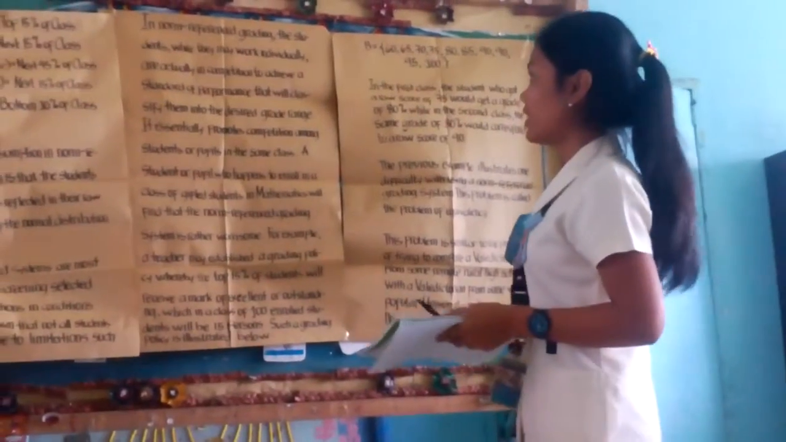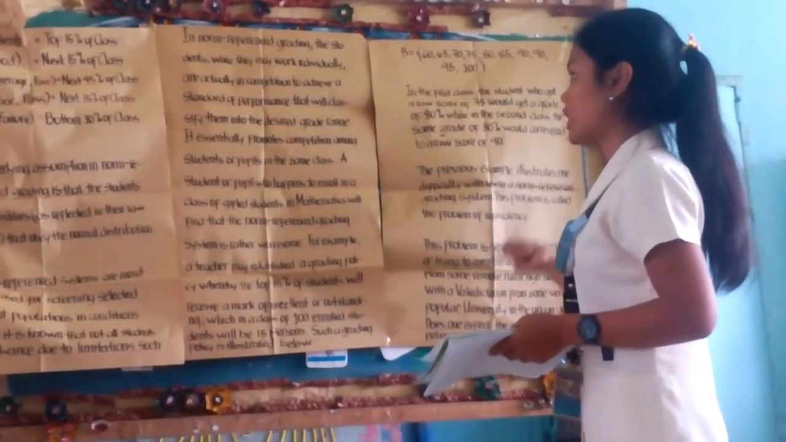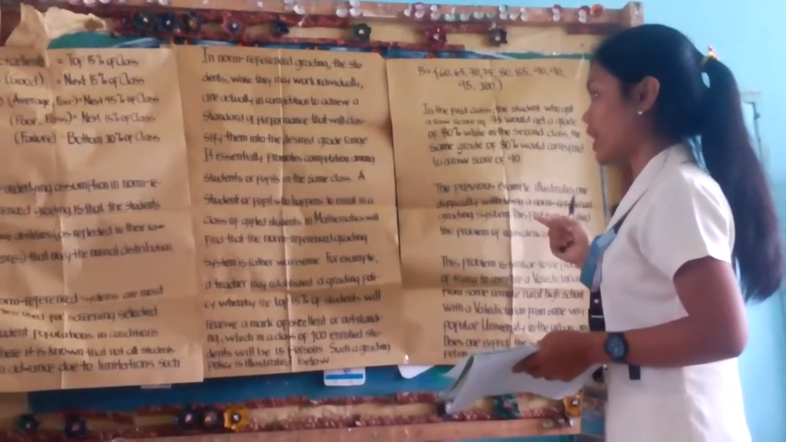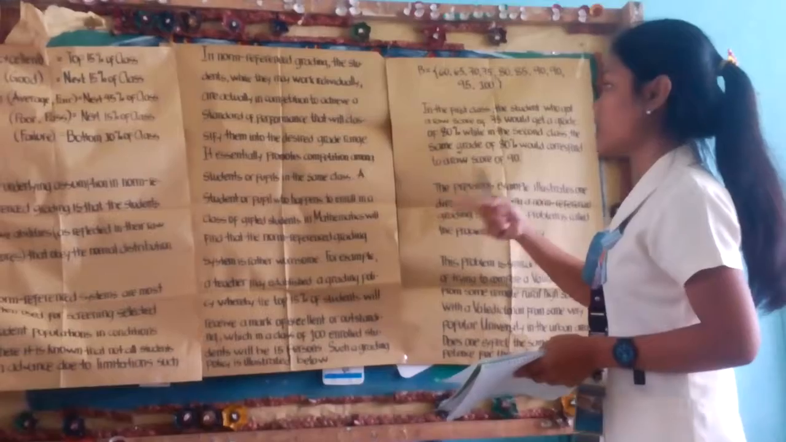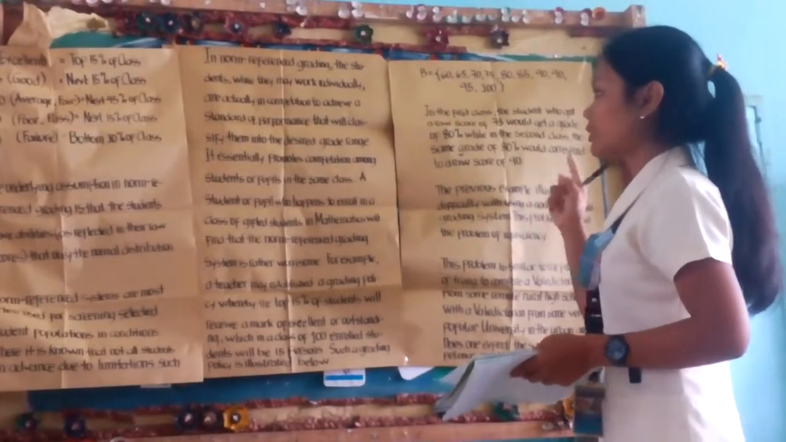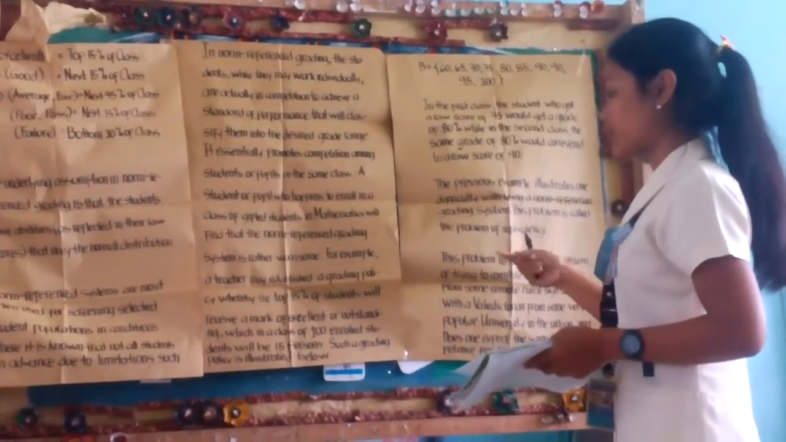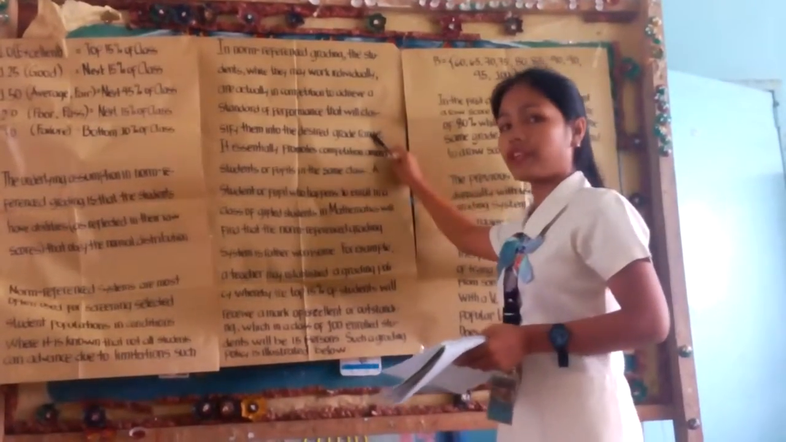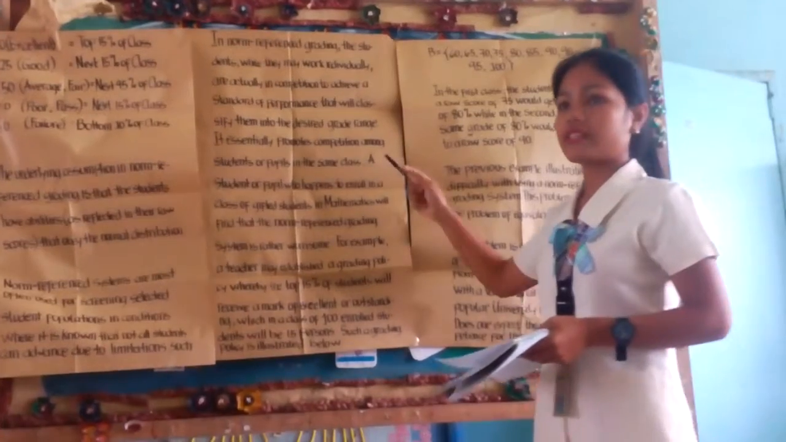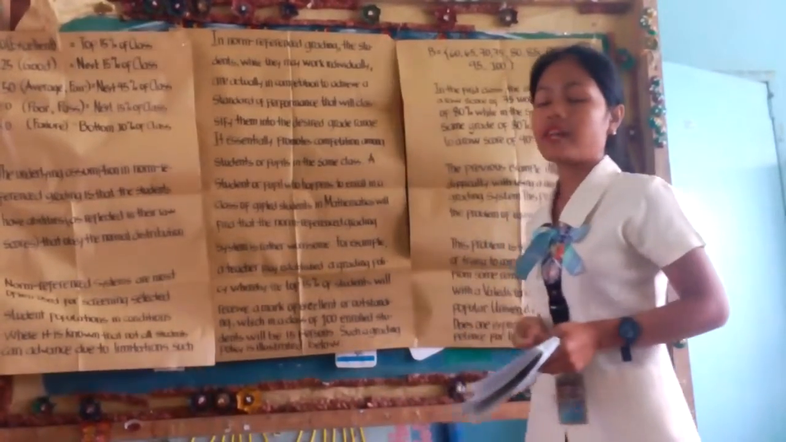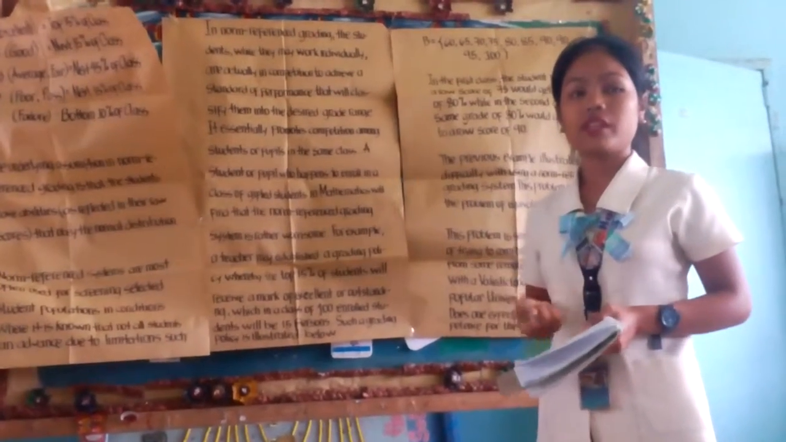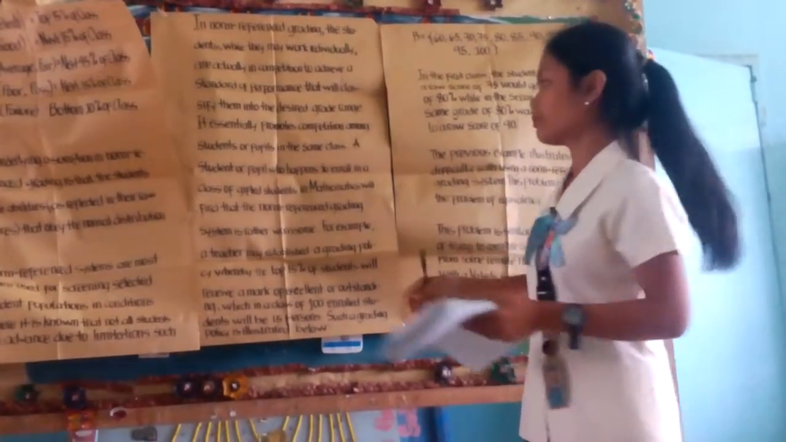In norm reference grading, the students, while they may work individually, are actually in competition to achieve a standard of performance that will classify them into the desired grade range. So, it essentially promotes competition among the students or pupils in the class. This is also one of the disadvantages of using this type of grading system, because the students are in competition rather than in collaboration in order to achieve the grade range.